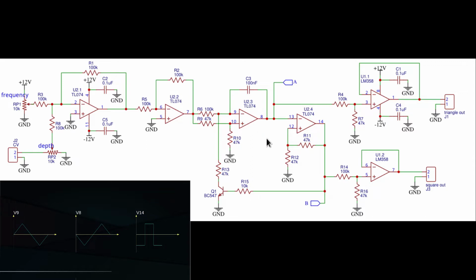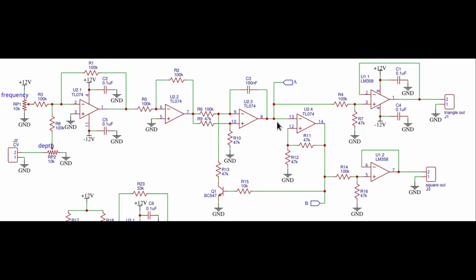You can see now how the voltage at pin 14 has a square shape, while the voltage at pin 8 and 13 has a triangular shape. These voltages, to avoid overloading the oscillator, are applied to the two voltage followers made out of U1.1 and U1.2, and we can extract the two signals from their outputs.